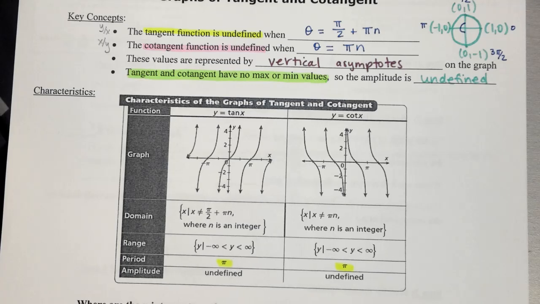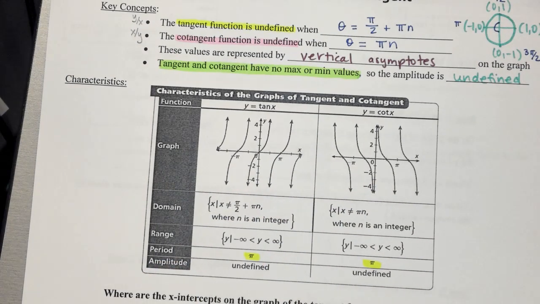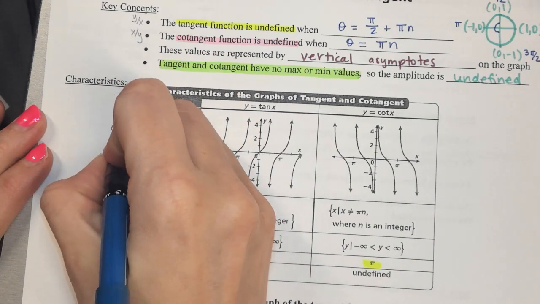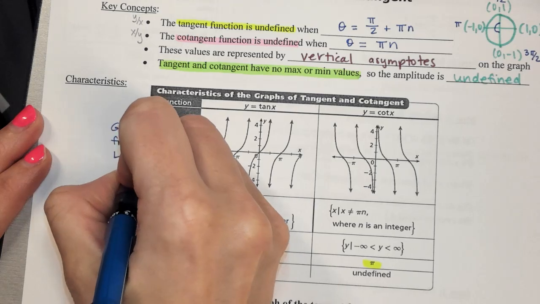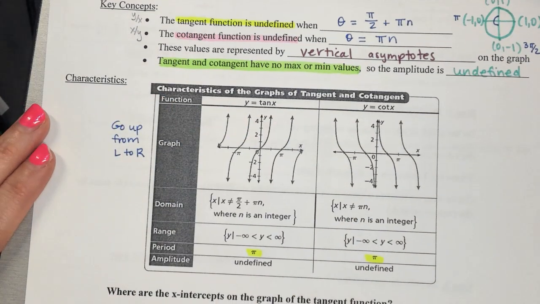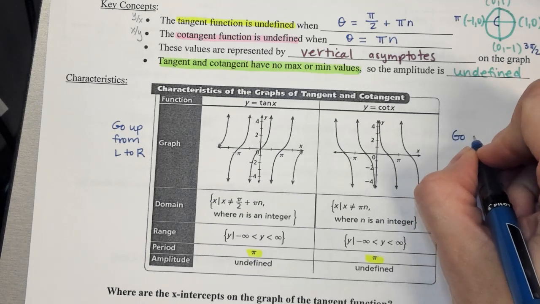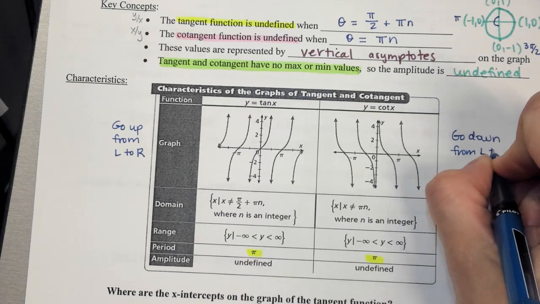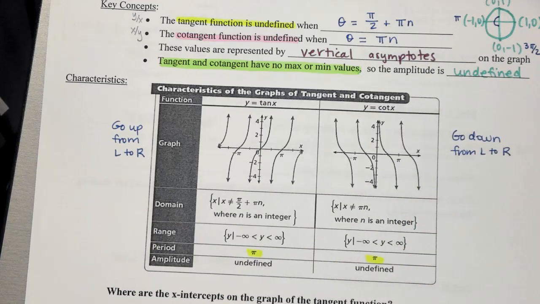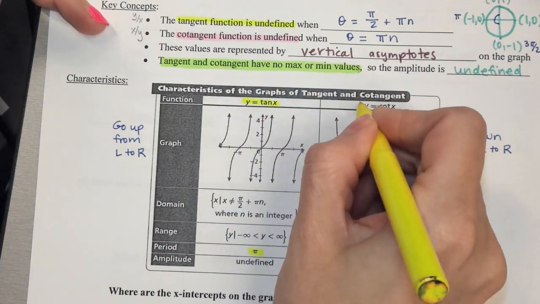Okay, and then if you look at tangent and cotangent, we can see with tangent, you are going to go up from left to right. And I'm just going to put from L to R. Okay, so you're going up from left to right, whereas the cotangent, you're going to go down from left to right. Okay, so this is your tangent function, this is your cotangent.